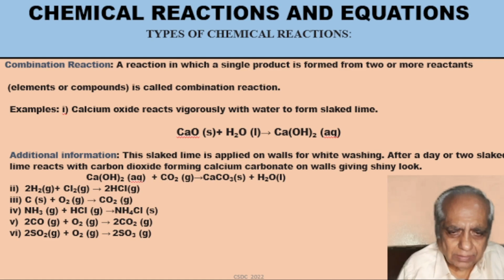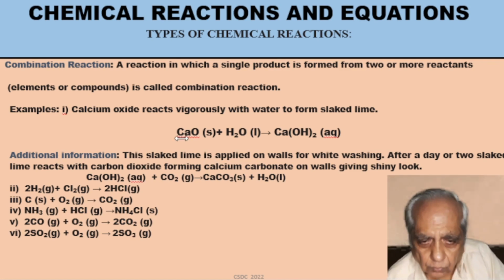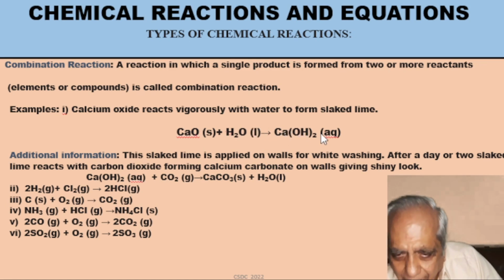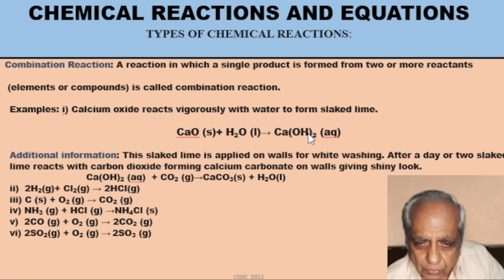Calcium oxide. You can see here, calcium oxide is added to water. So when we add calcium oxide to water and stir it, it forms calcium hydroxide, which is called slaked lime. This is slaked lime. So this is an aqueous solution, and it is used for whitewashing the walls.